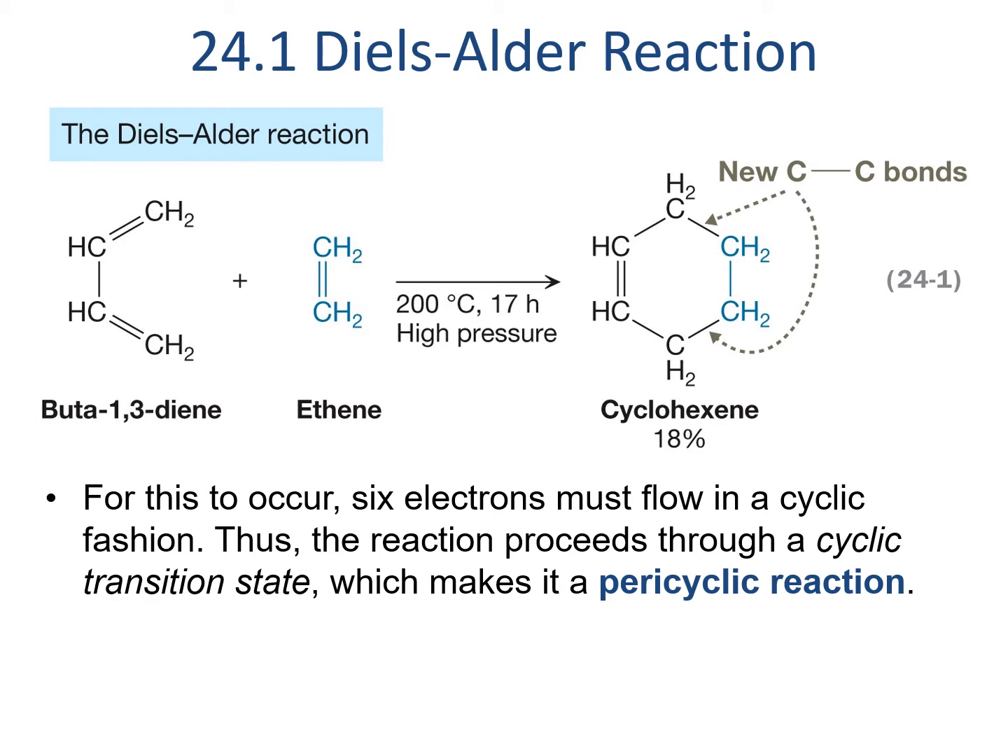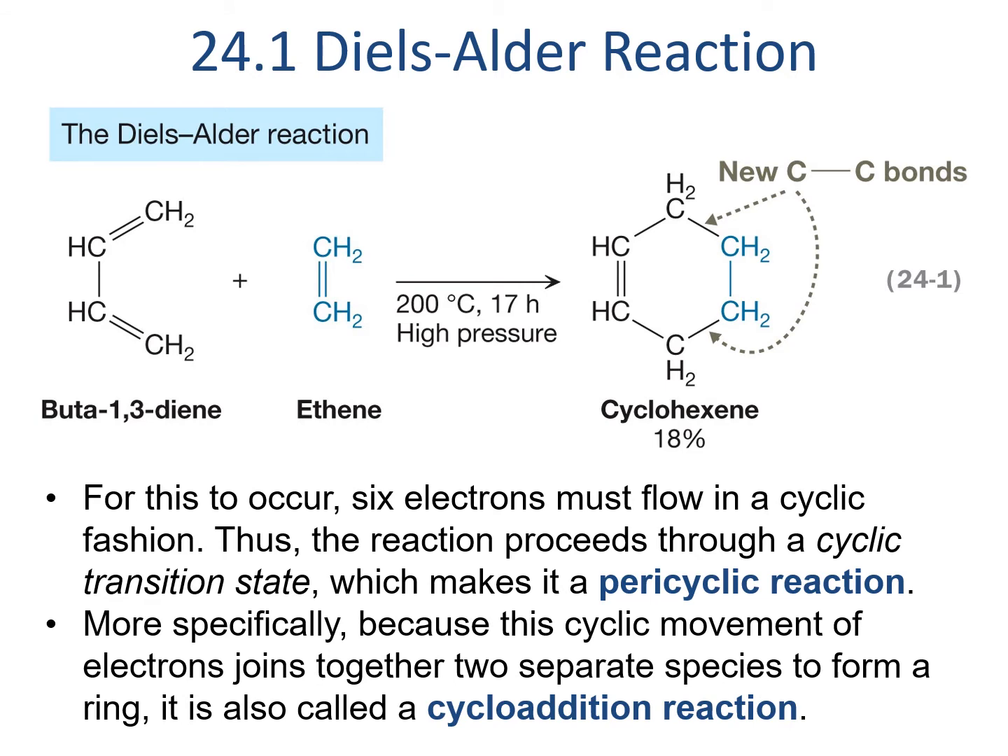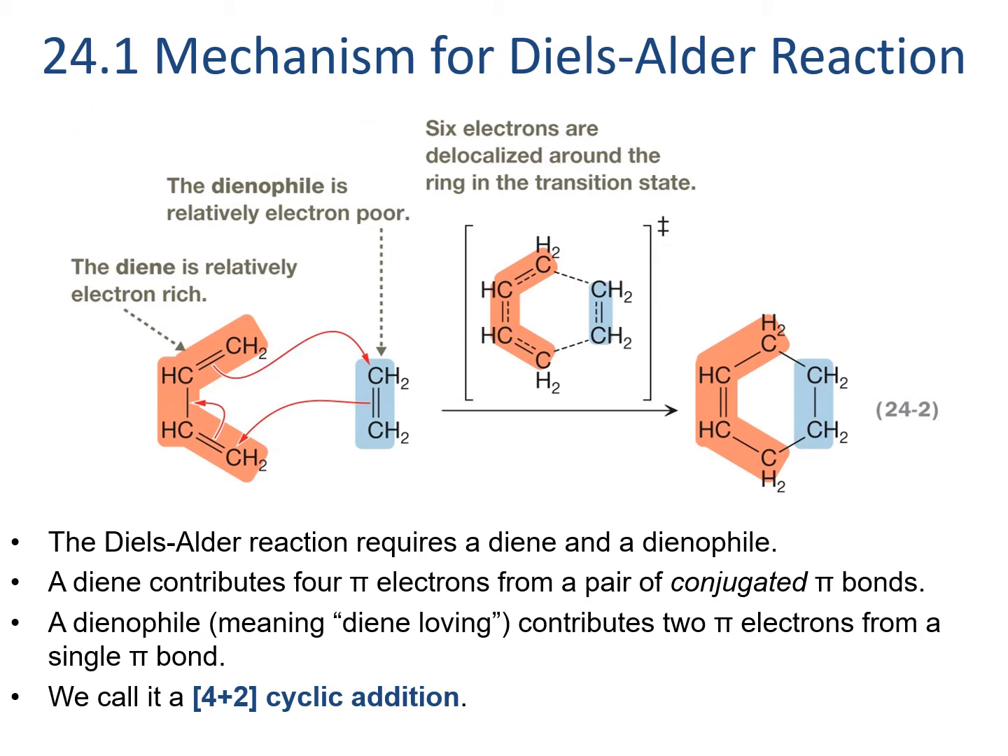So we classify this type of reaction as a pericyclic reaction. We further classify this reaction as a cycloaddition because not only does it have a cyclic transition state, it also forms a ring product. So here's how it works.